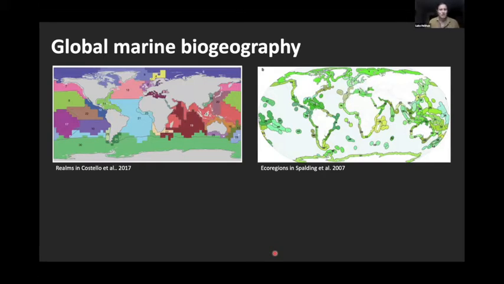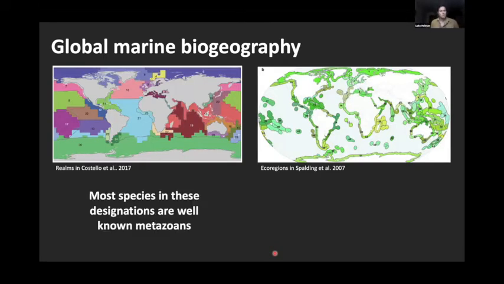Something I think about when I look at these designations is actually most of the species that we're using to build these things are well-known metazoans. They're well characterized, they're well described, they're taxonomically pretty well known. And that's sort of a bit confusing to me, because life doesn't stop where we stop studying it.